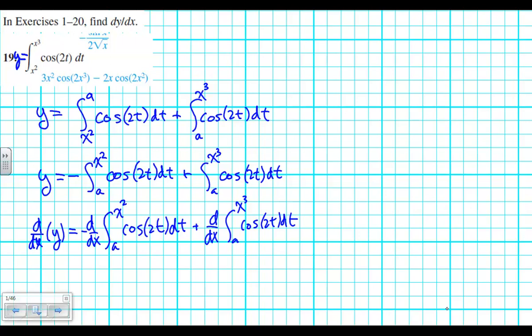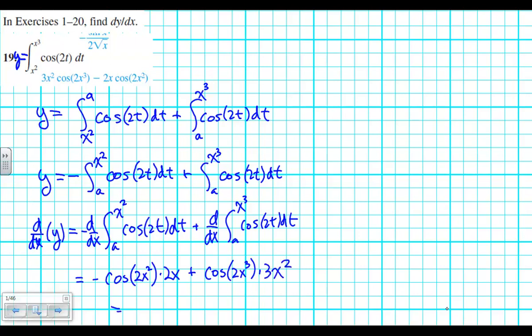Good. So we got negative cosine of 2x squared, and then the chain rule with a 2x in front, plus cosine of 2x cubed multiplied by its chain rule of 3x squared.